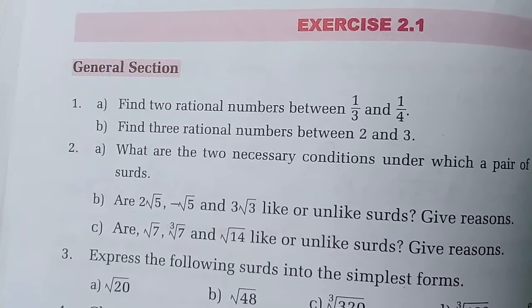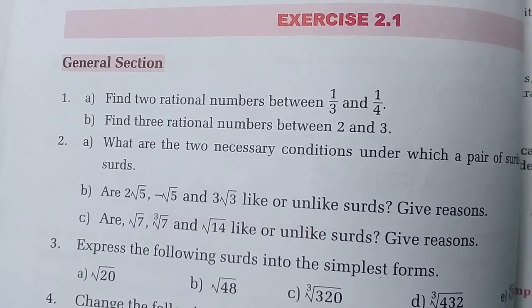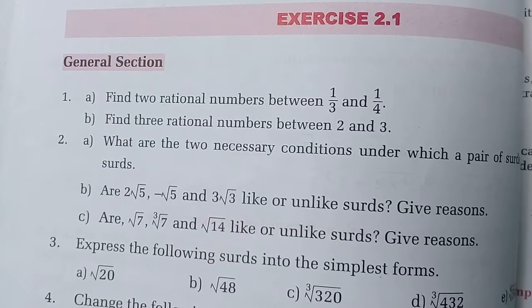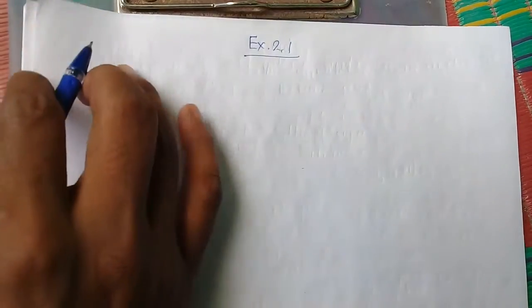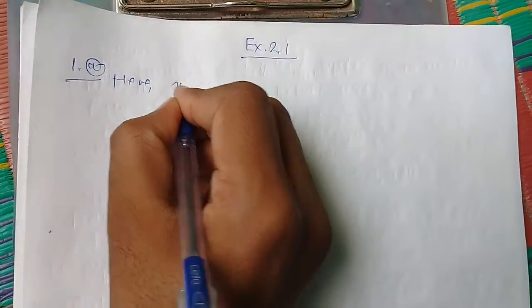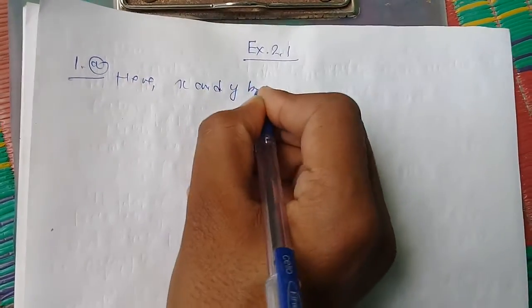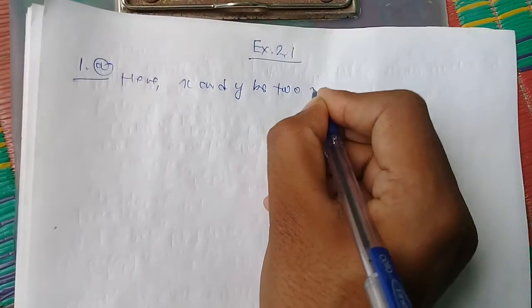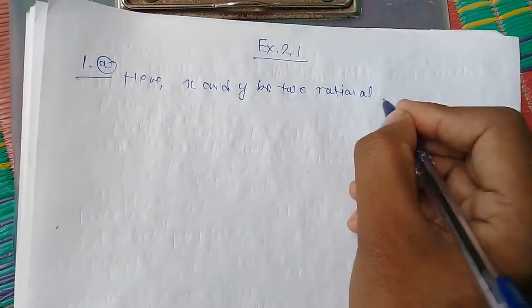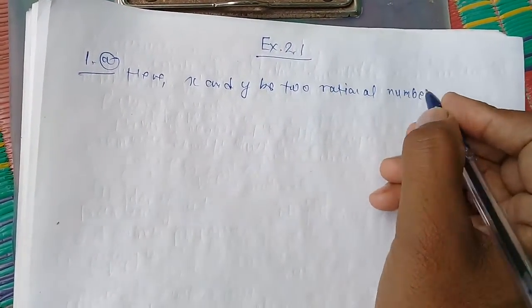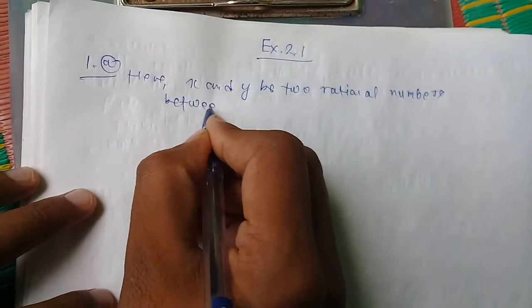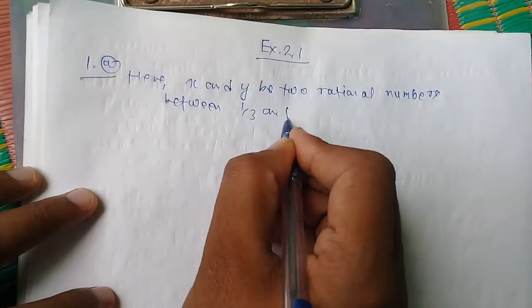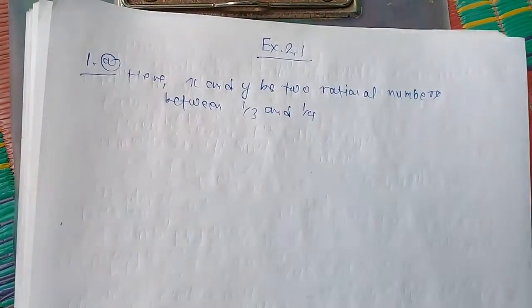Now move to exercise 1. Find two rational numbers between 1 by 3 and 1 by 4. How to find them? Let x and y be two rational numbers between 1 by 3 and 1 by 4.